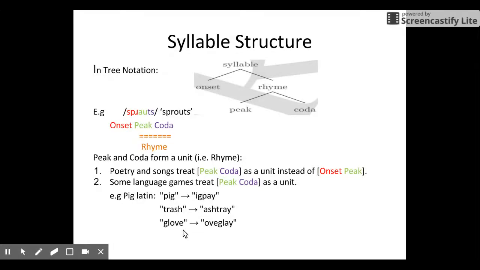Glove. Sorry, I'm making this wrong. Awfully. I'm not so good at speaking Pig Latin, but if you can speak it, you can get the intuition. Actually, what we do is to move all the rhyme to the initial position. Okay.